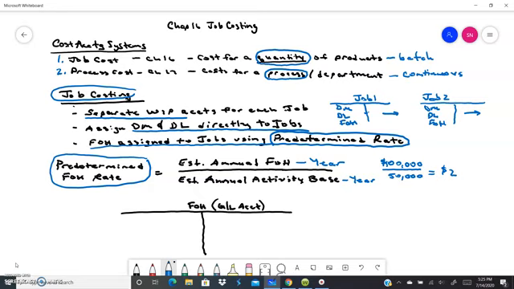So the way we're going to do it is we're going to set up a factory overhead account. We're going to establish a new general ledger account called factory overhead. And what we're going to do is put the actual factory overhead costs in as debits. So the actual costs come in here, and then those costs are applied out to the jobs at our predetermined rate.